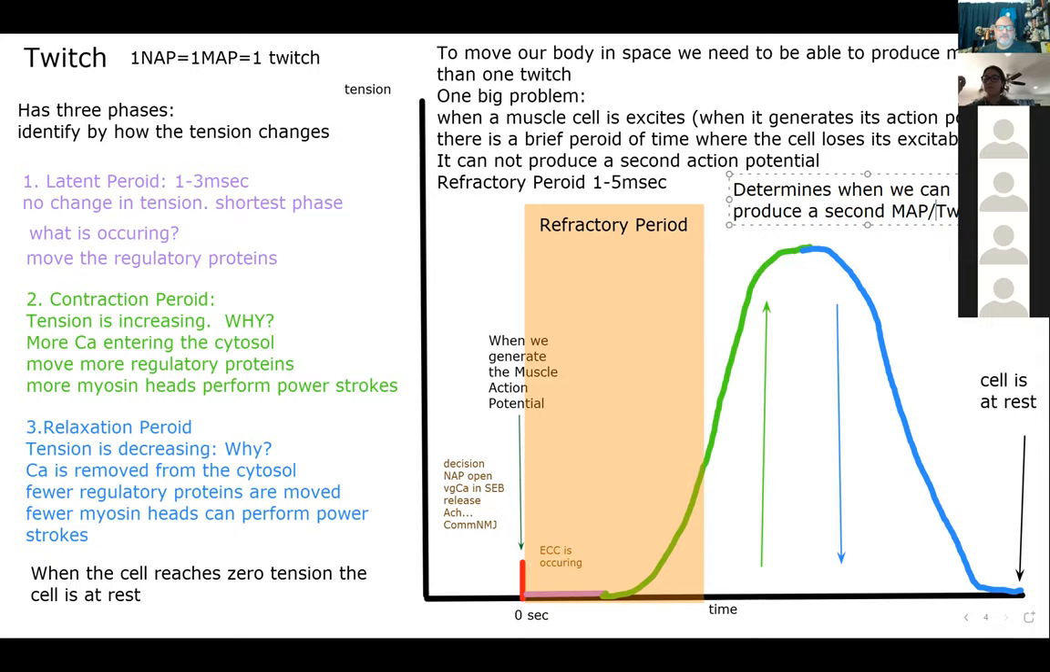Let's change the scale. Again, this down here is still my time. This right here is the tension I produce. And here's where we're going to be a little bit limited by my drawing skills, but we'll do the best we can. We know that when we stimulate the muscle cell, that stimulation is going to produce a twitch. And what are the three phases of a twitch?